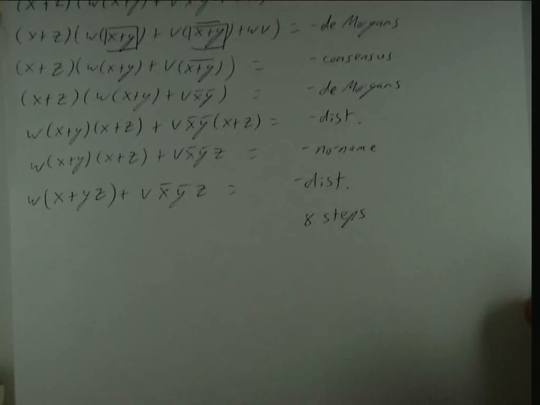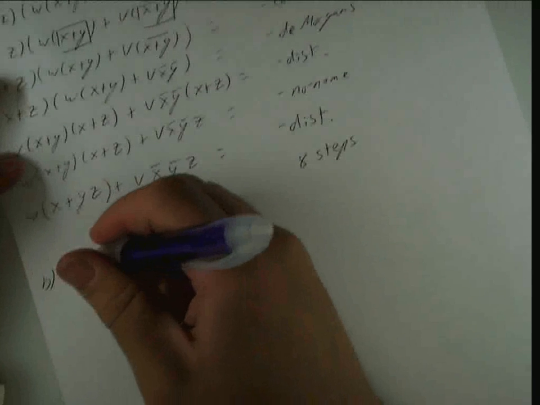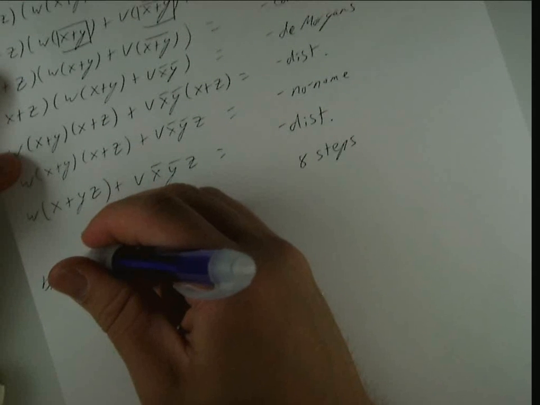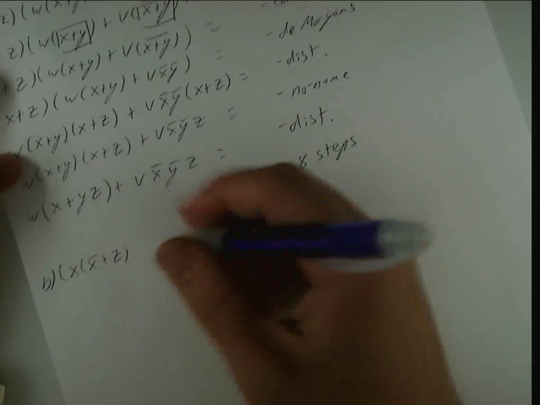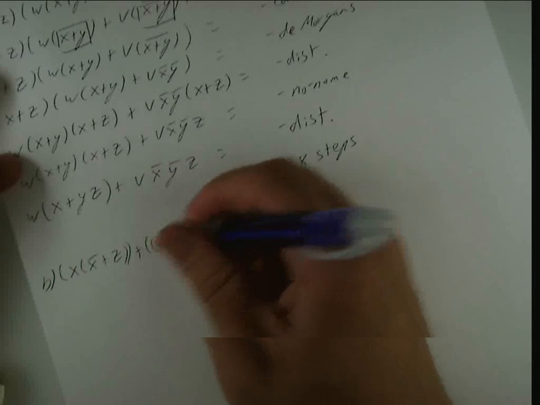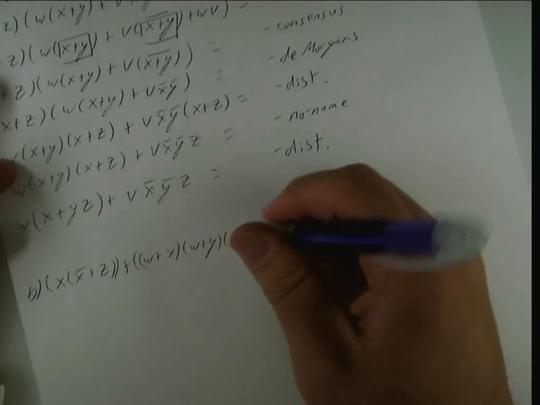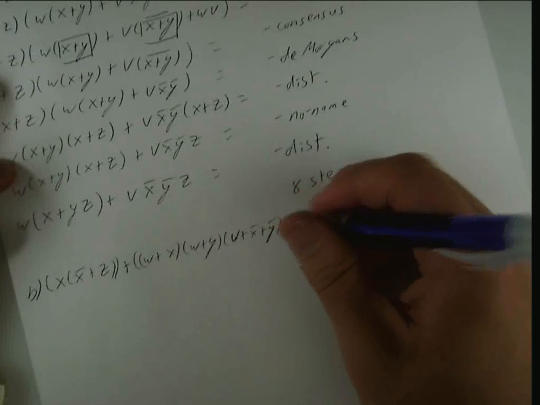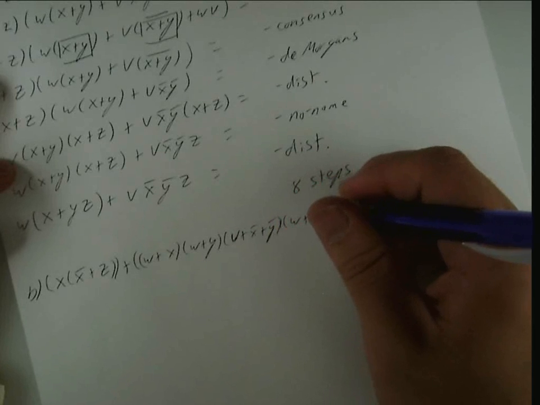And now for part B, I need to state the dual of the theorem and prove that that identity works as well. So hopefully this should be a lot faster. So I'm going to have x ANDed with x bar or z. So I convert my ANDs into ORs: w or x, w or y, v or x bar or y bar, and I definitely would not have wanted to solve this proof the first time using this form.